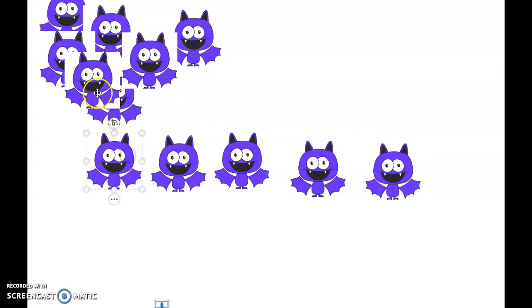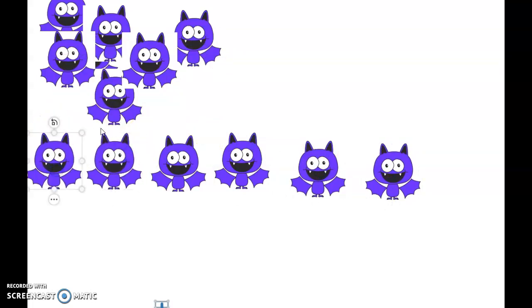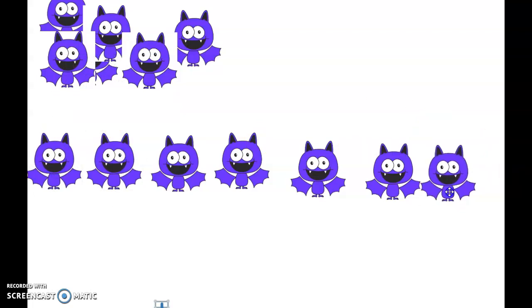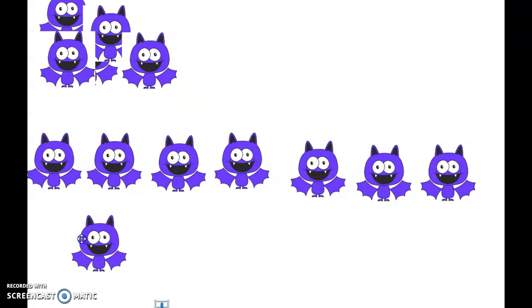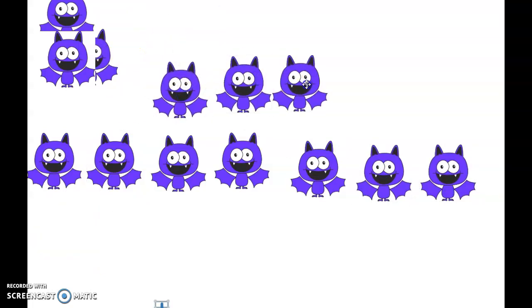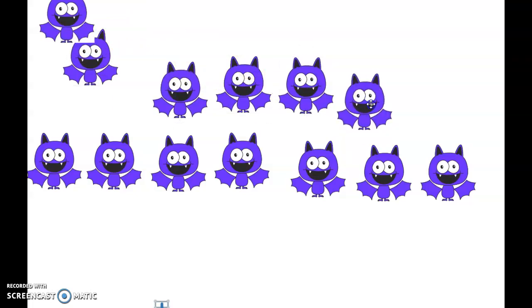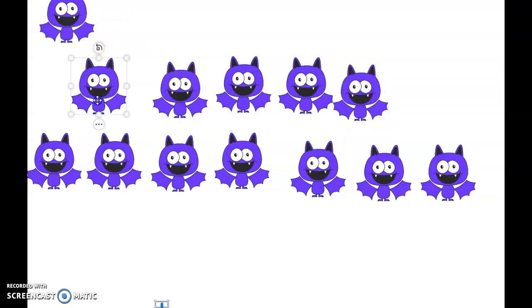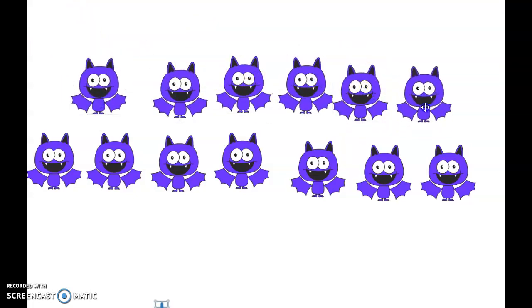Now, let's do count and touch. You're going to put them in a line first. Try to get them in a line as best you can. Is it okay if it's not perfectly straight? Yes, it's okay if it's not perfectly straight. I'm going to put them in a line. Now, look, my bats are too big to fit on just one straight line, so I had to do 2.